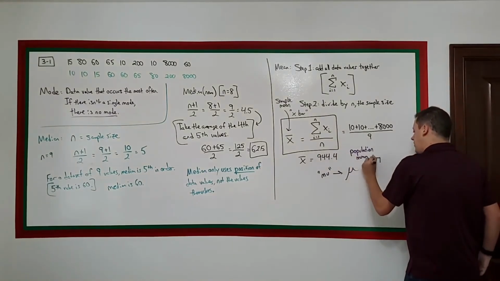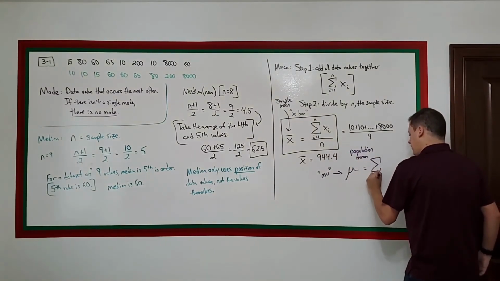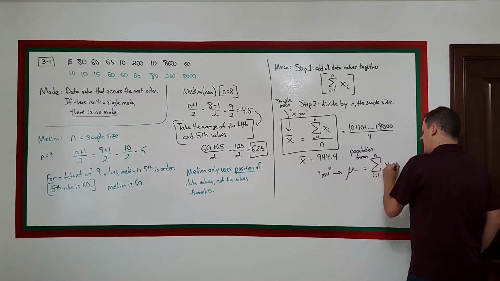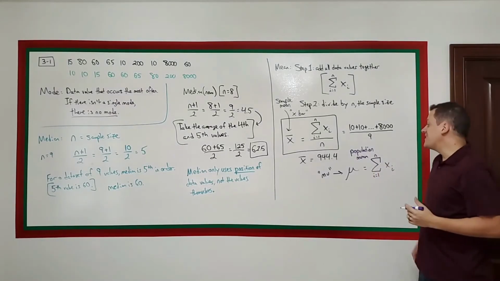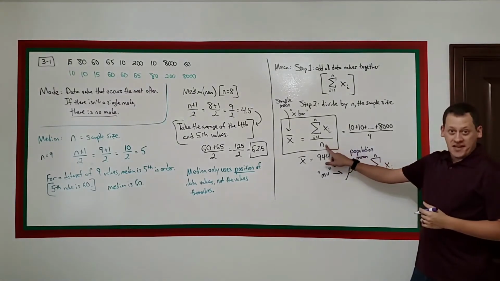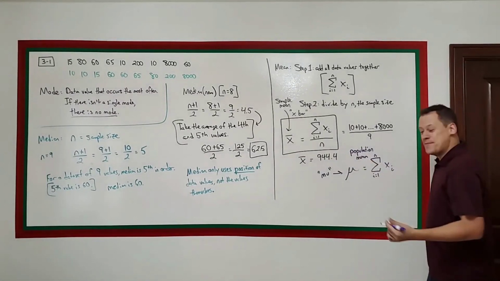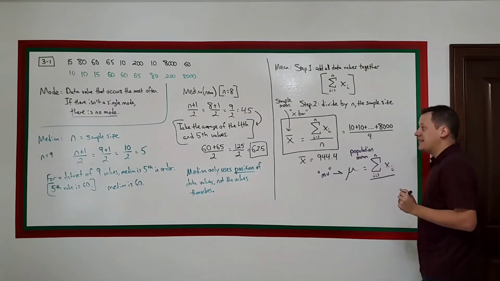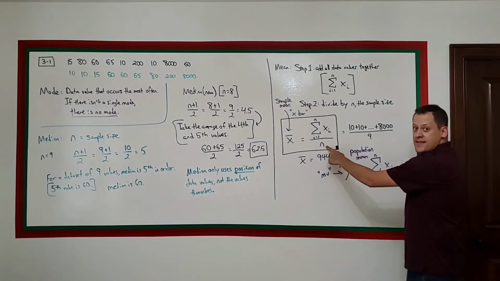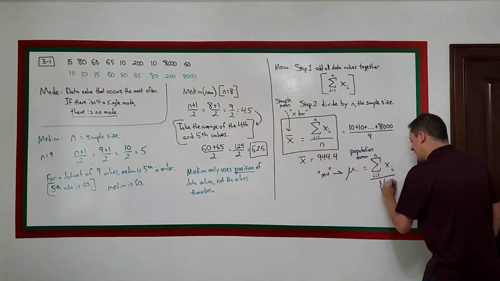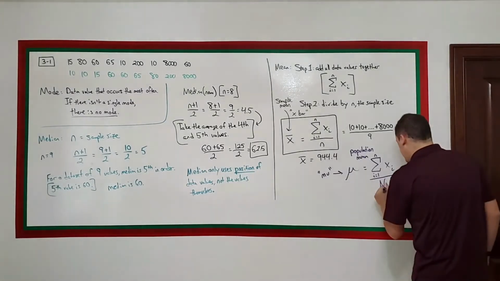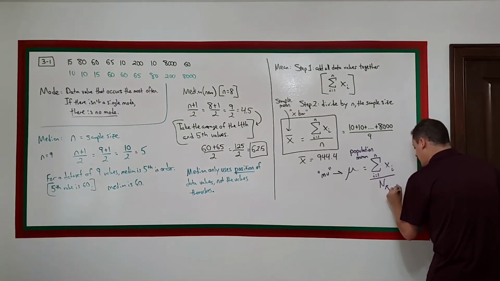We're going to add up all of the data values, but instead of dividing by the sample size, we're going to be dividing by the population size. Sample size is lowercase n, population size, capital N. So this is the population size.